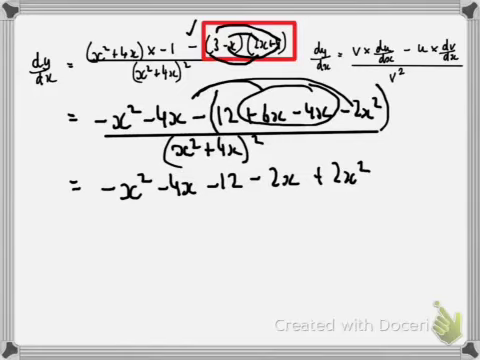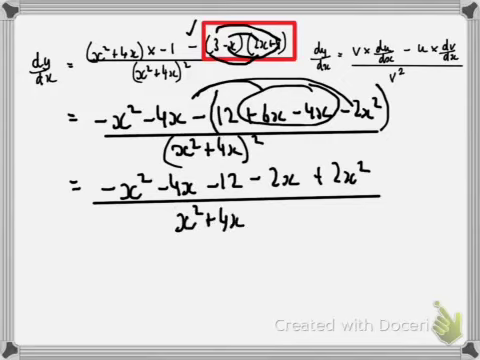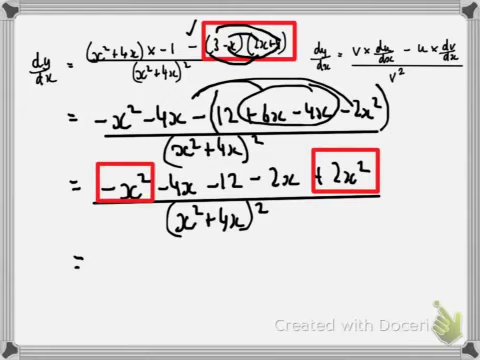Right, so along the top there, things are looking alright. So put our denominator in now, and we've got x squared plus 4x, all squared. Alright, time to tidy up the top of this expression in the numerator. So let's look at our x squareds. We've got 2x squared and we've got negative x squared. Okay, so that gives us a total of x squared.